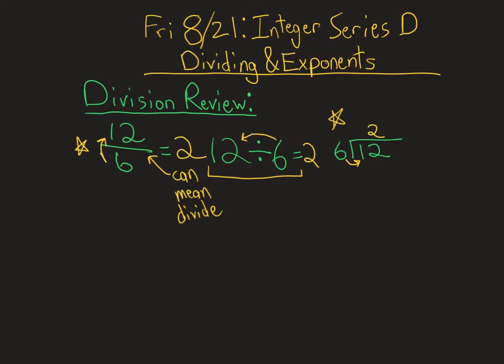Twice. We multiply 2 times 6. And if this was more than just one step, we could continue with the next number and keep dividing until we finish. All right, so that's the basics of division. Let's apply that to integers.